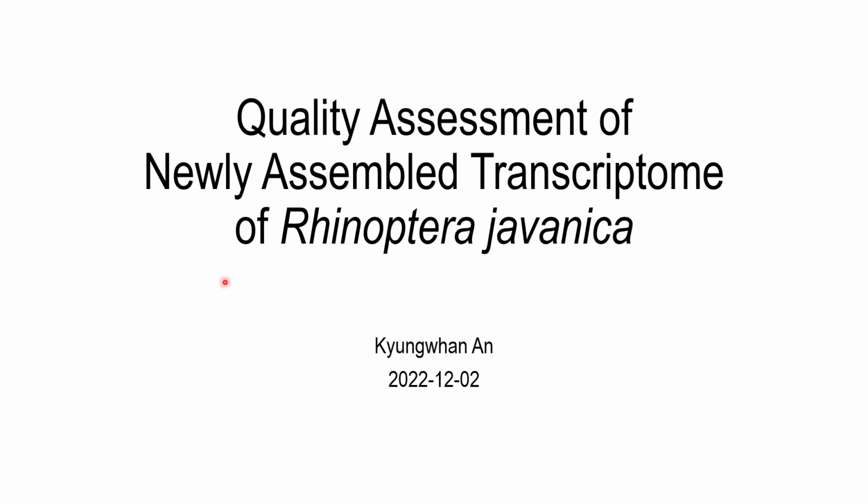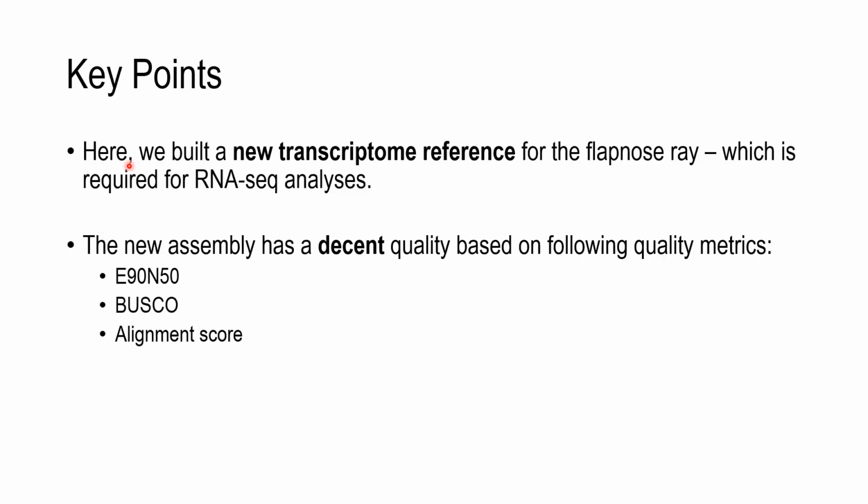In this video, we're going to talk about the quality assessment of newly assembled transcriptome of Rhinoptera javanica, otherwise known as the Flapnose rayfish. Key points. Here we built a new transcriptome reference for Flapnose ray, which is required for RNA sequencing analyses. The new assembly has a decent quality score based on the following quality metrics: E90N50, BUSCO, and alignment score.